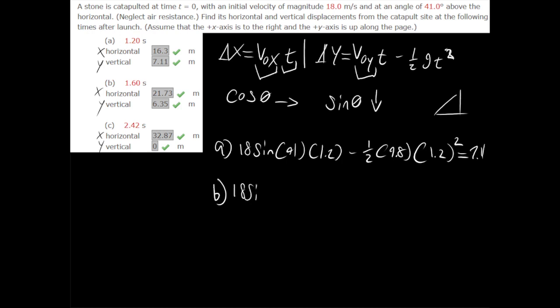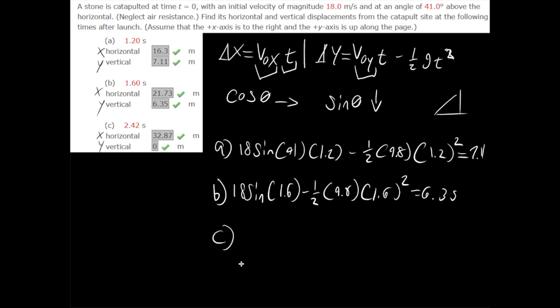Now let's do B. Again, 18 sine 41 times 1.6 minus 1/2 times 9.8 times 1.6 squared. Let's see what this would become. I'm getting 6.35, and then for C, 2.42.